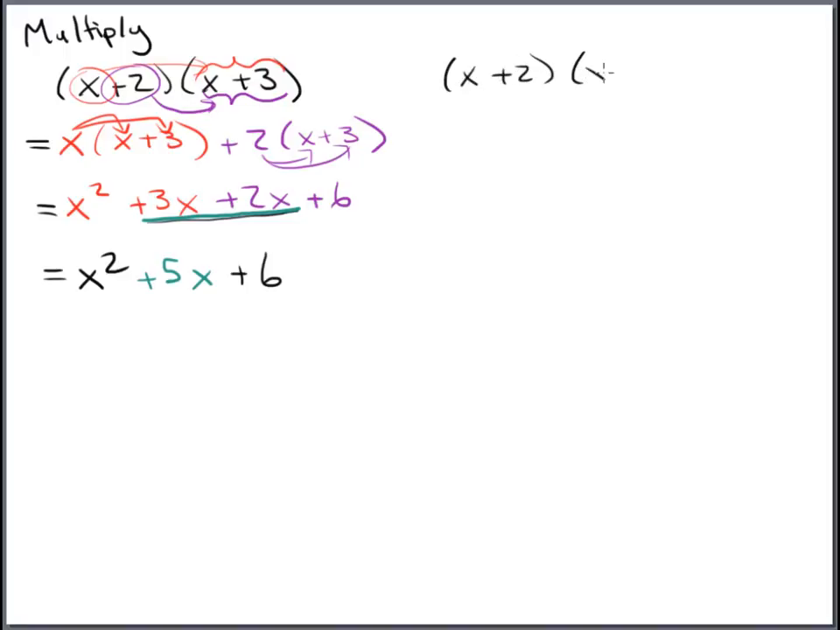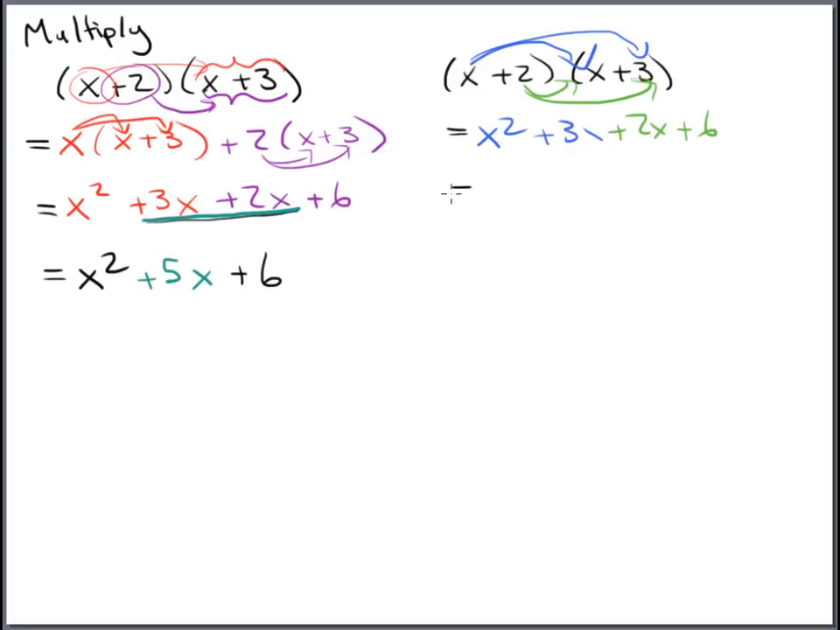Quite often what happens is I'd take the x and I'd say that's x squared, and I'd say that's plus 3x, and then I'd take the 2 and I'd say that's plus 2x, and that's plus 6. So this becomes x squared plus 5x plus 6. Oops, fix that there. So we don't often write this step right here, but it does exist. Let's look at another one.